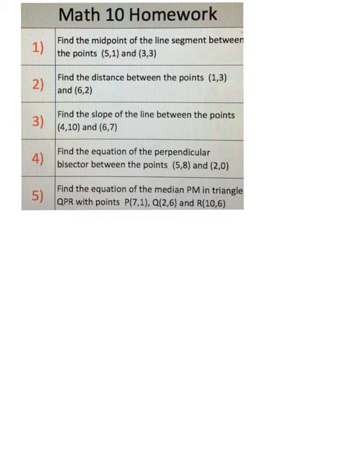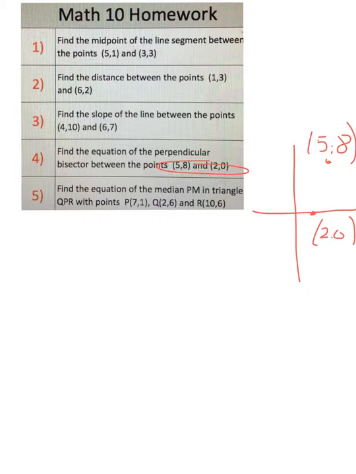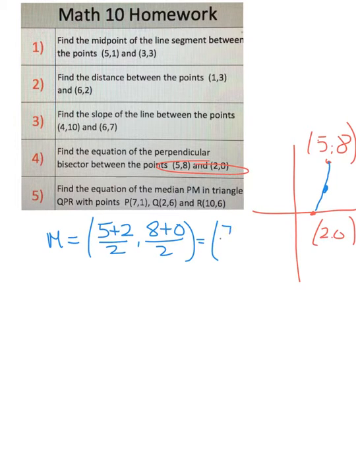Now we've got to find the equation of the perpendicular bisector of these two. If we were to draw it out, 5, 8 is somewhere up here. That's 5, 8. And 2, 0 about there. So the first thing is find the midpoint of the line joining these two. So midpoint is, add the x's up, 5 plus 2, and divide by 2, and 8 plus 0, and divide by 2. So the midpoint is going to be 7 over 2, comma 4, because 5 plus 2 is 7, 8 plus 0 is 8.